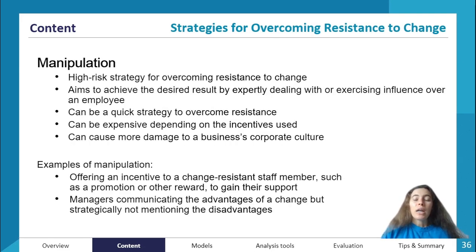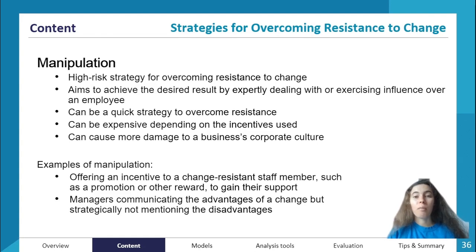And so make sure you don't get confused between negotiation and manipulation. So this is where we're getting into the high risk level of strategies for overcoming resistance to change. Manipulation aims to achieve the result that the business is looking for by really strategically dealing with or exercising influence over an employee. So this again can be a quick strategy, but it can also be expensive depending on what strategies are used. It can also cause more damage to a business's corporate culture.